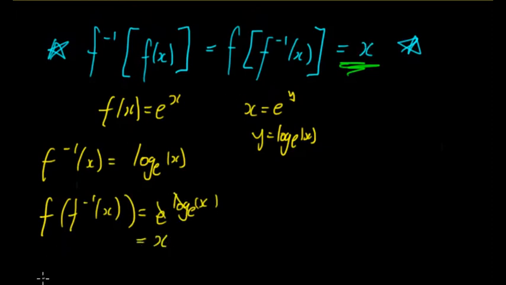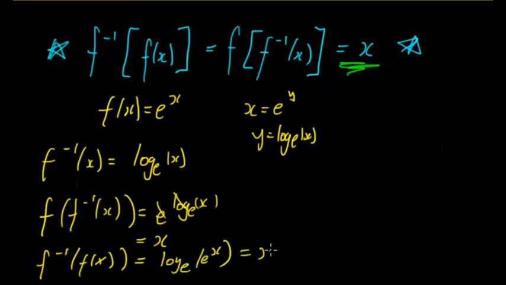If we take it the other way around, we get log_e(e^x). We can bring x down and we get x times log_e(e), so that just equals x. That is useful when looking at composite functions: if you know that one is the inverse of the other, then it's always going to equal x.